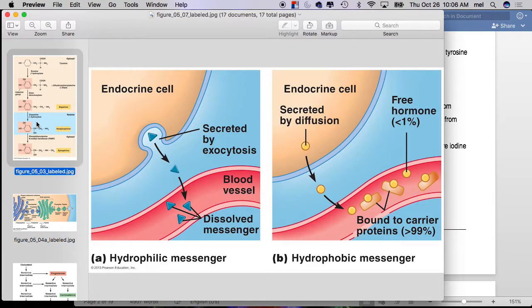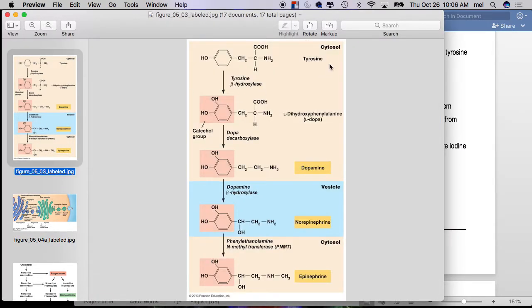You've already met 3 of them because you met them as neurotransmitters. Remember, these were all derived from tyrosine, but now dopamine, norepinephrine, and epinephrine are being used as hormones. Does that make sense to you? Okay. Now, dopamine, norepinephrine, and epinephrine.